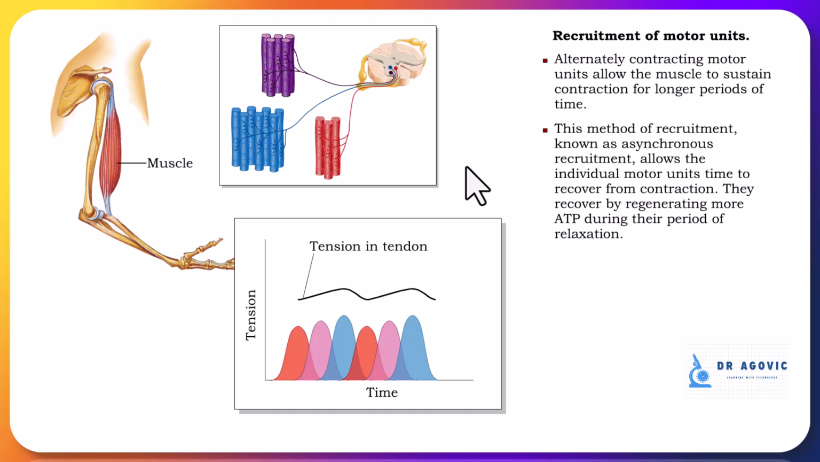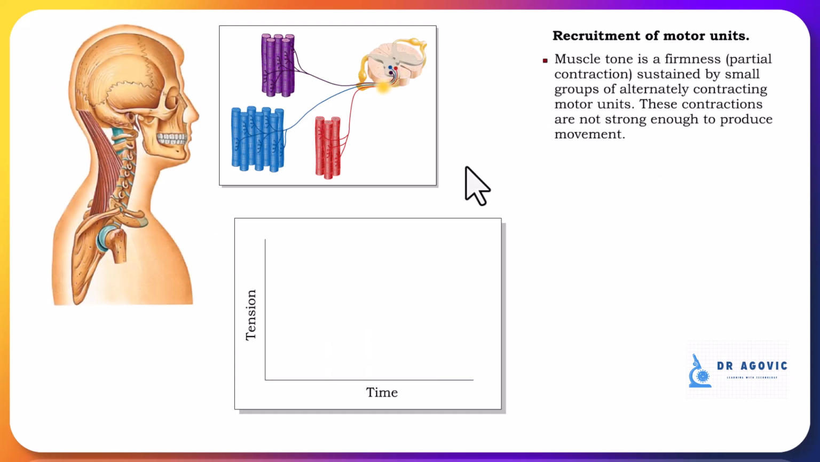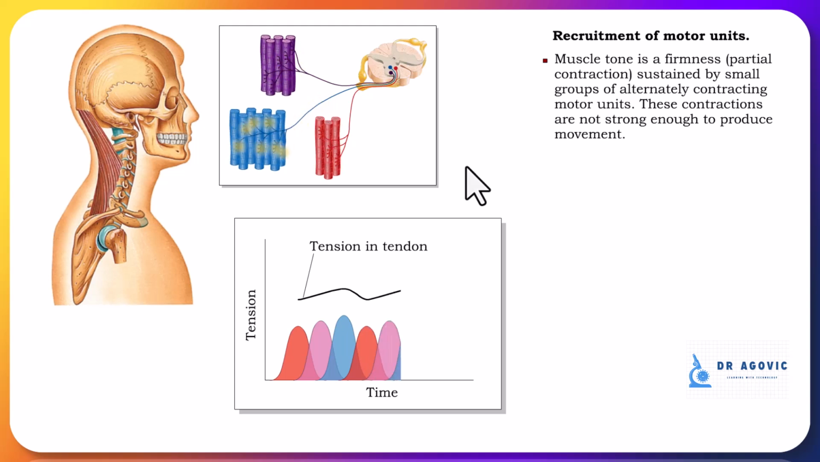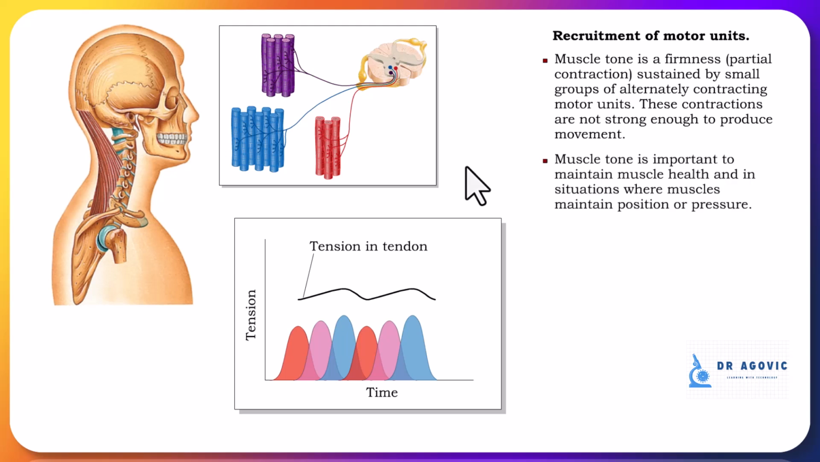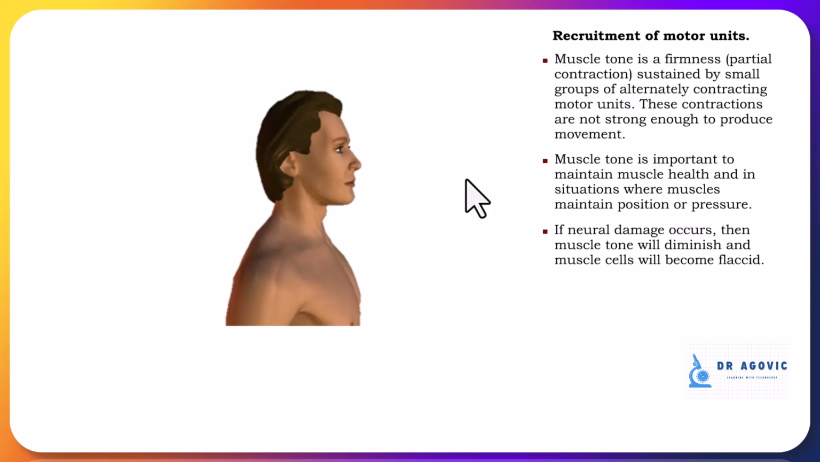Muscle tone is achieved in a similar manner in a skeletal muscle. Small groups of motor units are involuntarily and alternately activated by sustained and partial contraction that is not strong enough to produce movement. Muscle tone is important to maintain muscle health, and in situations where muscles maintain position or pressure, such as sustained contraction of the neck muscles that hold the head upright, it's very important. And if neural damage occurs, the muscle tone is diminished and muscle cells become flaccid.